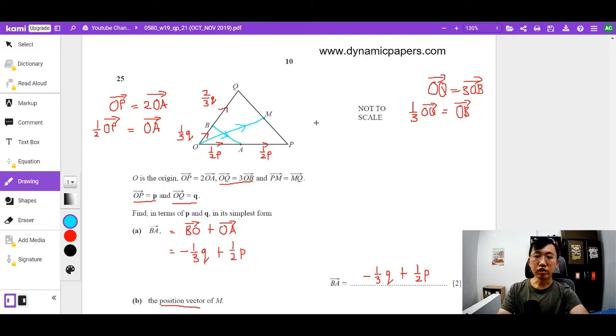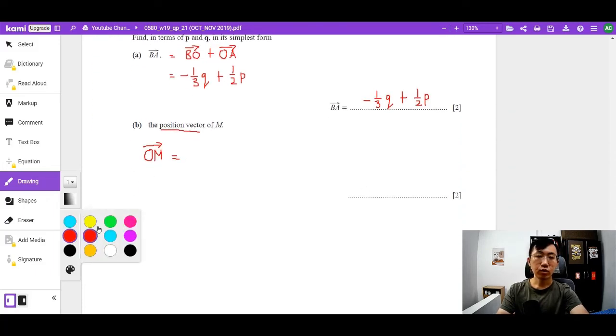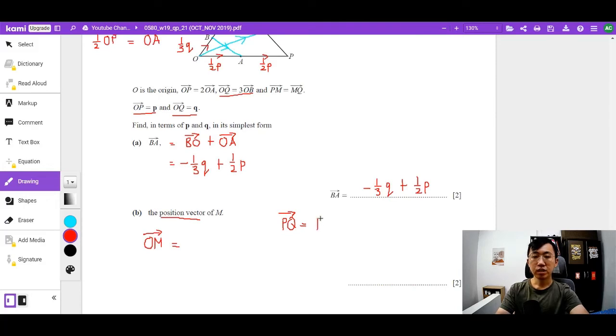Okay, so what you need to do, you need to find PQ first. Obviously, we need to find the missing vector. So what I suggest you to do, you do it at the side, do PQ. Okay? So what is P to Q? P heading to Q, you can travel PO and then OQ. That's how you get to the destination. So P go to O, followed by O to Q.